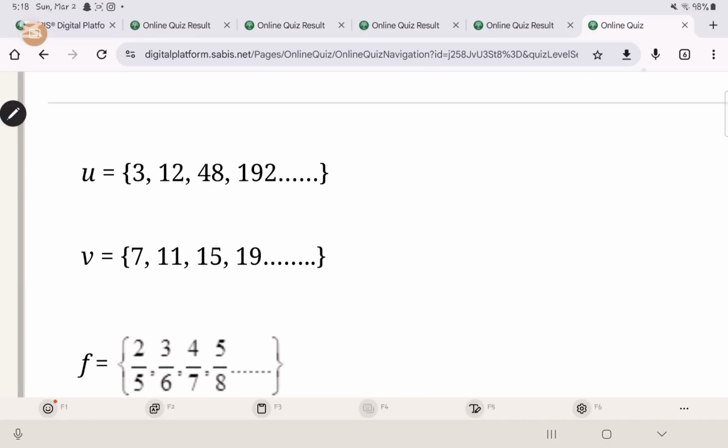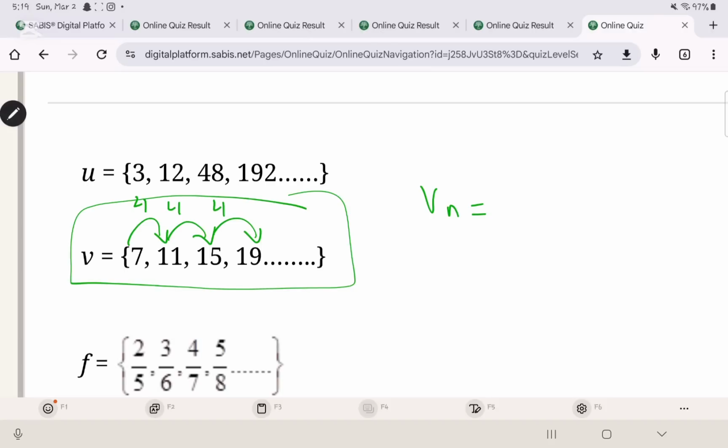As you can see, they are always increasing by a constant value, and this constant value is 4. So 4, 4, 4. And they want us to find the value of Vn. Now, because this is an arithmetic sequence, the rule for the arithmetic sequence is the common difference, d, times the number n, in addition to a constant, which we are going to call b. So to find this constant, let us see how we can find it.